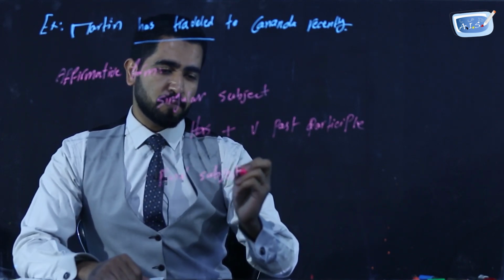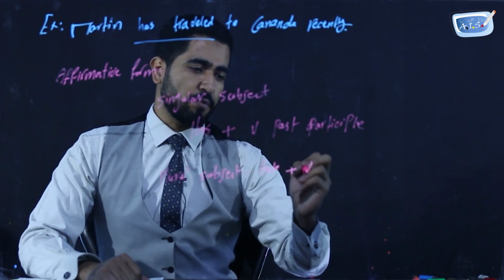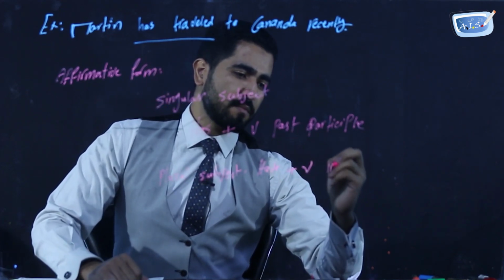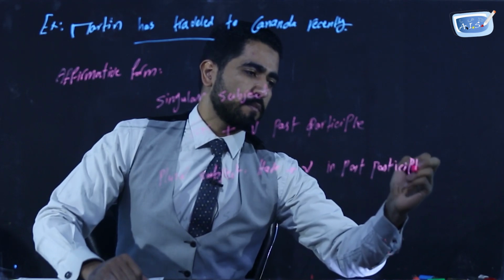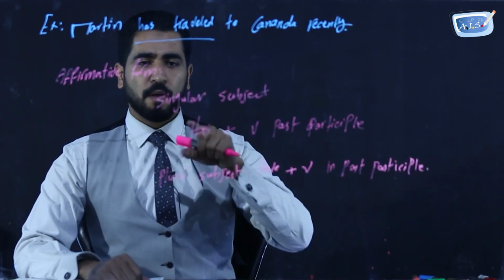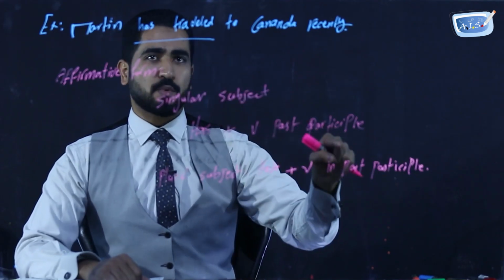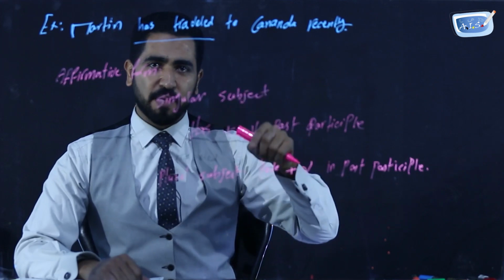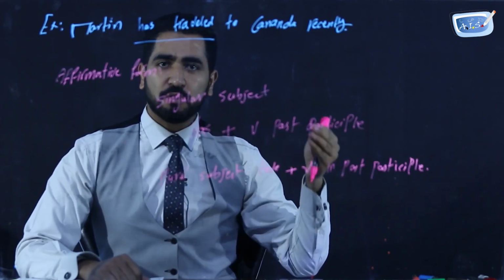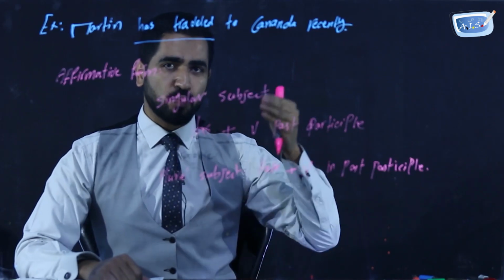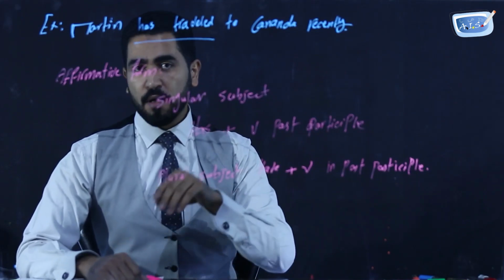Moving to the plural subject, it's have plus verb in the past participle. Okay, so Martin has traveled to Canada recently. Has, the verb in the past participle, or in that ed form. So also we have the regular and irregular forms. Travel is a regular form. An irregular form, for example, win, won. Has won. So let's move on to the negative form.